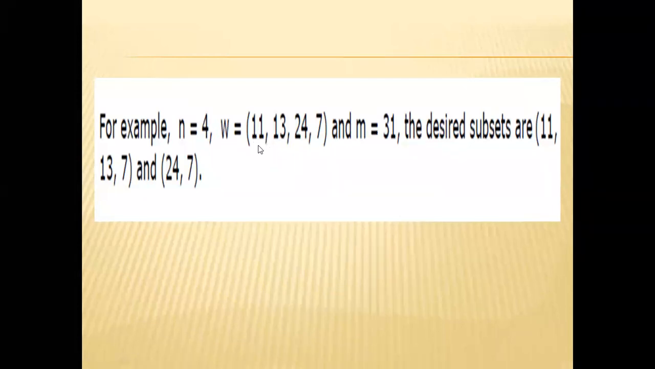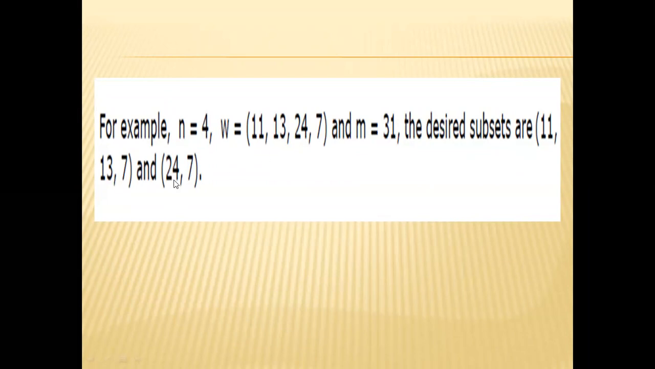11 means x1 equal to 1, x2 equal to 2, x3 equal to 4. 4 means the position of the weight. That is, here the position of the weight is 4. The solution is 1, 2, 4. What is x1, x2, x3? x1, x2, x3 is represented by 11, 13, 7.